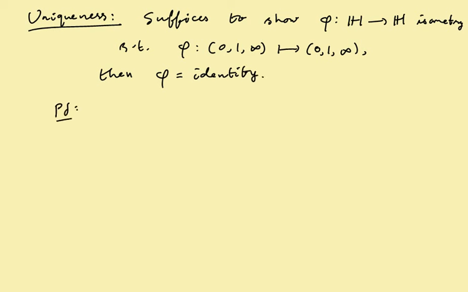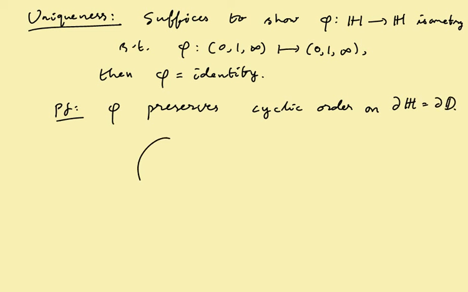Well, I mean, this is really easy to see. First of all, there is a small subtlety. Phi preserves cyclic order on boundary H, which is boundary D. Okay, why is this? What do I mean by this? I have 3 points which I am going to call 0, 1, infinity. Okay, these correspond to 0, 1, infinity.